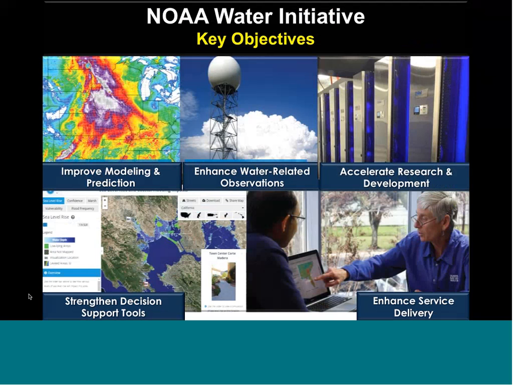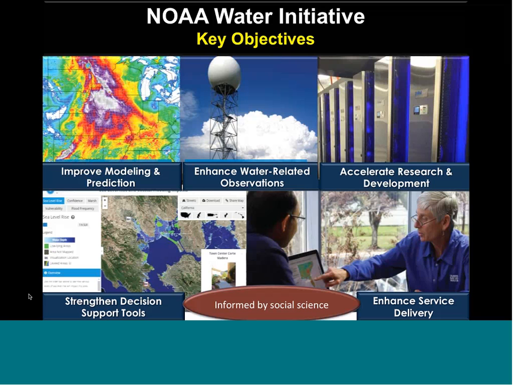Key components of the NOAA Water Initiative include improving modeling and prediction, and that's certainly one of the commitments we've made in the National Water Model. Also enhanced water-related observations, accelerated research and development, and strengthening the decision support tools that are provided both to developers and researchers, but also to the field, who need to deploy 21st century data analytics strategies in order to take advantage of information coming out of these very high spatial and temporal fidelity models, producing on just one variable over 1 billion discrete pieces of information a day.